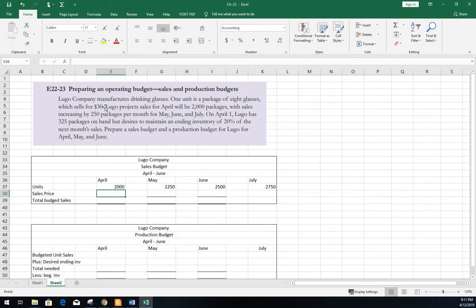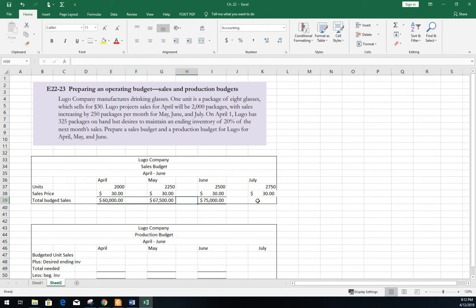Sales price here says $30. Drag that across, delete the unneeded ones, and then this is simply the product of these two numbers. So this equals this times this, enter, and we can drag select it across, deleting the unnecessary cells.